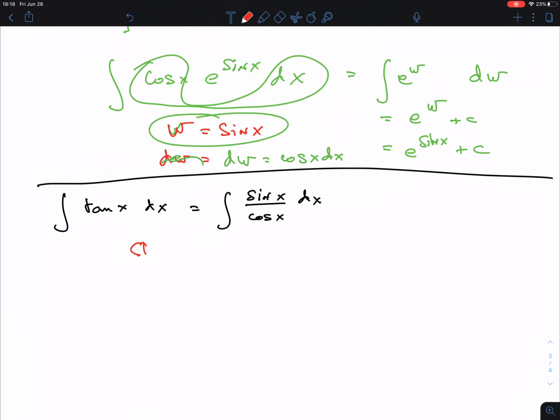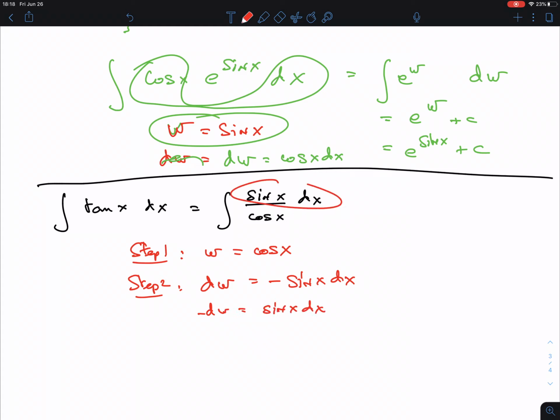So step 1, I'm going to take w to be cosine x. Why? Because step 2 gives me the right thing. The derivative of cosine is minus sine x dx. What about the minus? That's just a constant, it's minus 1. So this tells me that minus dw is sine x dx, and that's exactly what we have here. All right, so I can plug everything in. The sine x dx, we said, is minus dw. Don't forget the minus sign. And then we have the cosine in the denominator, 1 over w.